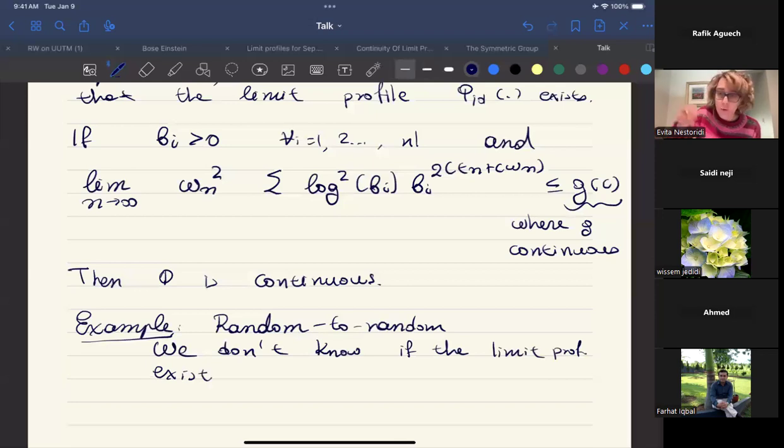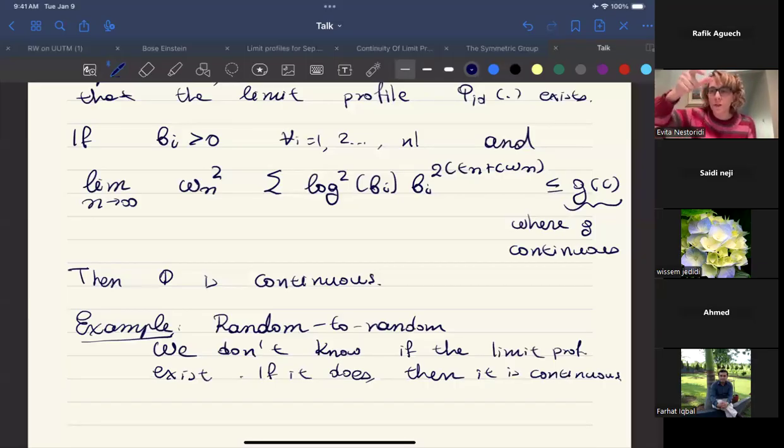In particular, we don't know what it is, but if it exists, then it is continuous. If it does exist, then it is continuous. And just for the record, random to random is what it does: you have a deck of cards, you pick a card uniformly at random, you remove it from the deck, and then you put it back in a uniformly random position. That's what it does.